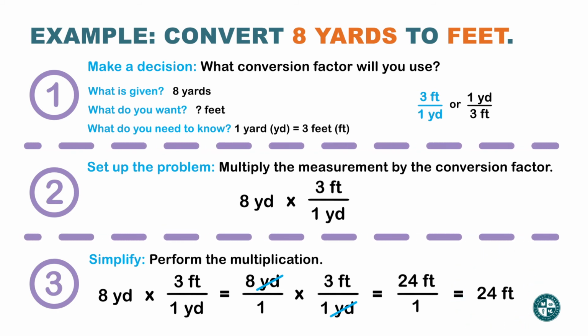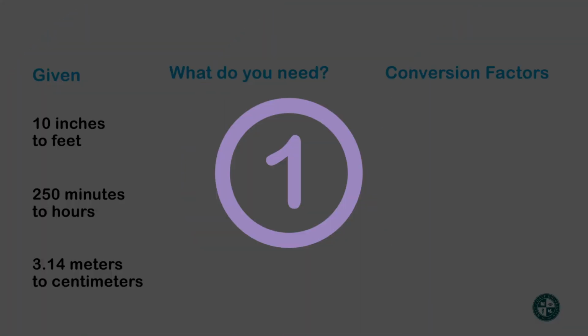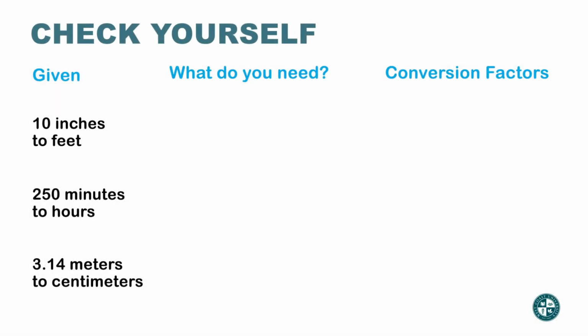What I want you to do next is to do the first step, the process of what do you need. So, for example, I gave you 3 conversions. I want you to find what you need so you can change inches to feet, what you need so you can change minutes to hours, and what you need to change meters to centimeters. Once you know what you need, find the conversion factors, the 2 fractions from each conversion statement. So hit the pause button, try this out, and when you're ready, hit the play button so you check yourself.